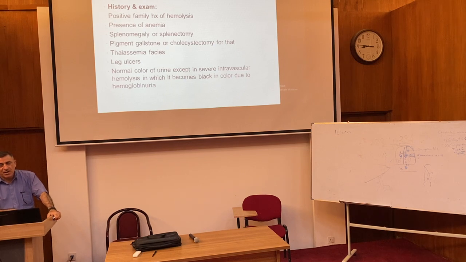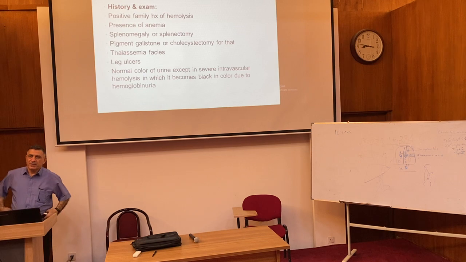Suspect hemolysis when there is a pigment stone. Gallstone is a disease of adults usually, so cholecystitis in a young patient makes you suspect hemolysis. If an exam says a patient had cholecystectomy at a young age, most likely he has hemolysis with pigment stones. Thalassemia facies may be seen, or thalassemia leg ulcers from chronic hemolysis, usually in the lower aspect of the tibia.